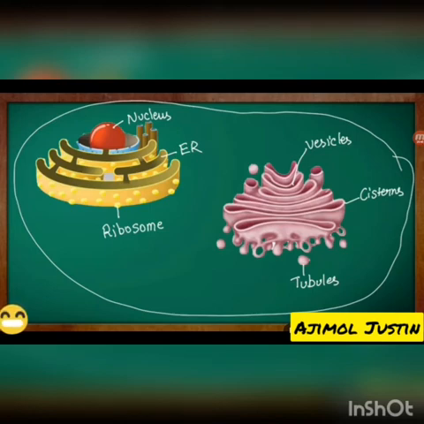Now towards the right, they are the Golgi complex. You can see certain vesicles are arranged in stacks, and each stack is called a cisterna. Now, what happens? The proteins which are found in the endoplasmic reticulum move towards the Golgi complex, and they are packaged in the Golgi complex.